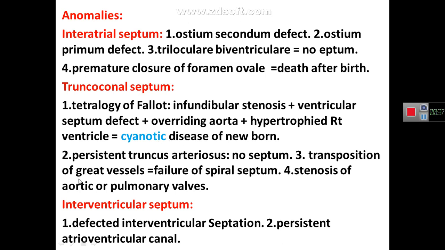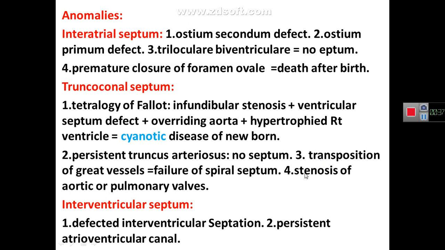Other example of abnormality of transconal spiral septation is that there will be no spiral septation at all, so there will be a persistent truncus arteriosus. The truncus arteriosus is open, and you have one big vessel which is dividing into pulmonary arteries and aorta. Or there will be no spiral growth; the growth of the transconal septum occurs normally but not in a spiral way, so you have transposition of great vessels. The aorta will originate from the right ventricle and the pulmonary artery originates from the left ventricle.